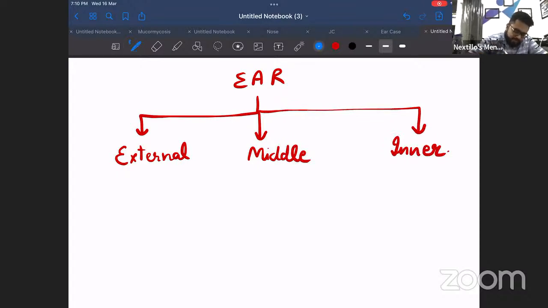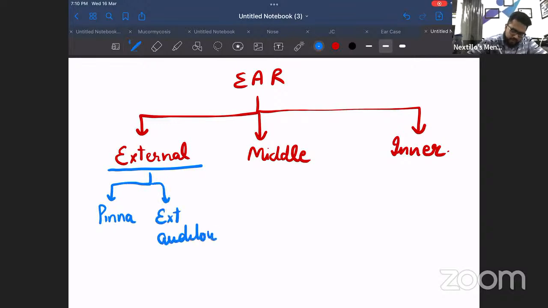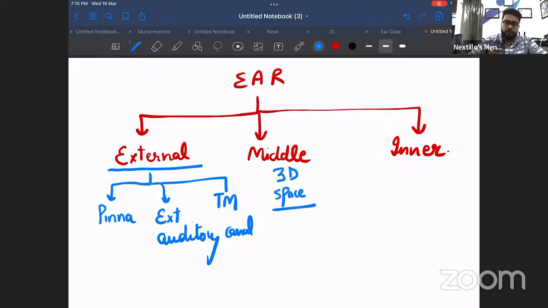Now, the external ear we can itself divide into the pinna, the external auditory canal, and the tympanic membrane. The middle ear is a 3D space which has the ear ossicles and the middle ear folds, plus the opening of the eustachian tube and the opening of the mastoid. The inner ear can be divided into two: the bony part and the membranous part.